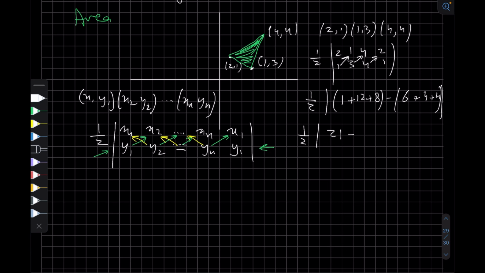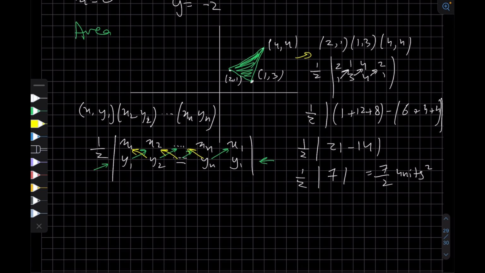This would turn out to be 21 minus 14, and so we get 7, and the answer would be 7 over 2 units squared. Of course you could have done this the long way by finding some of the lengths, some of the angles, but this is an easy, direct way to do this. All right, and that's it for today.